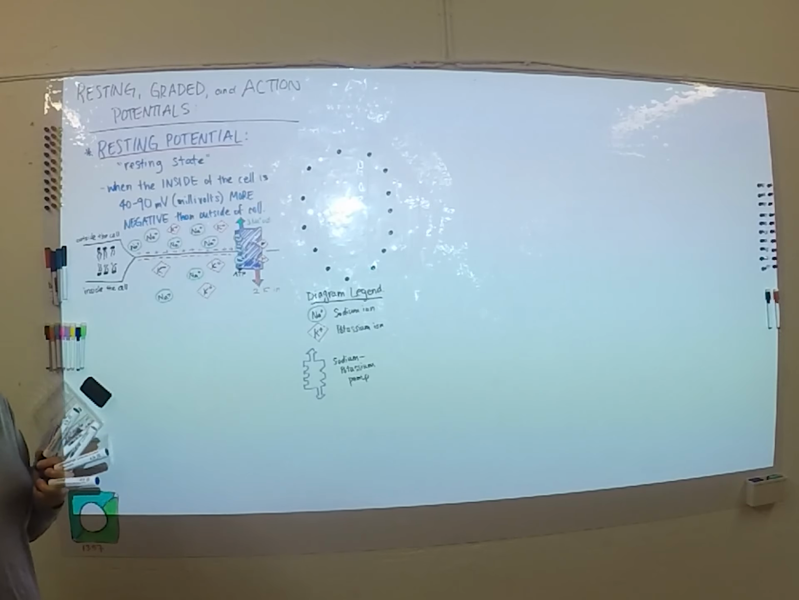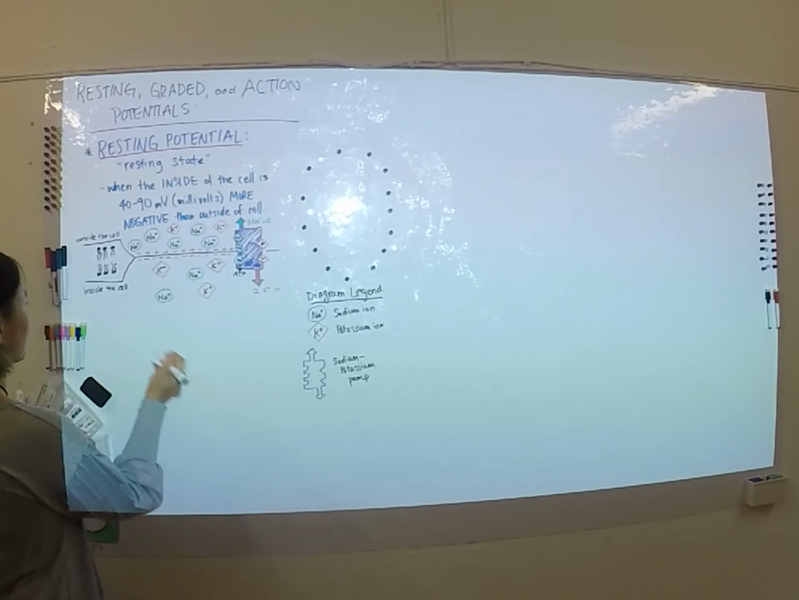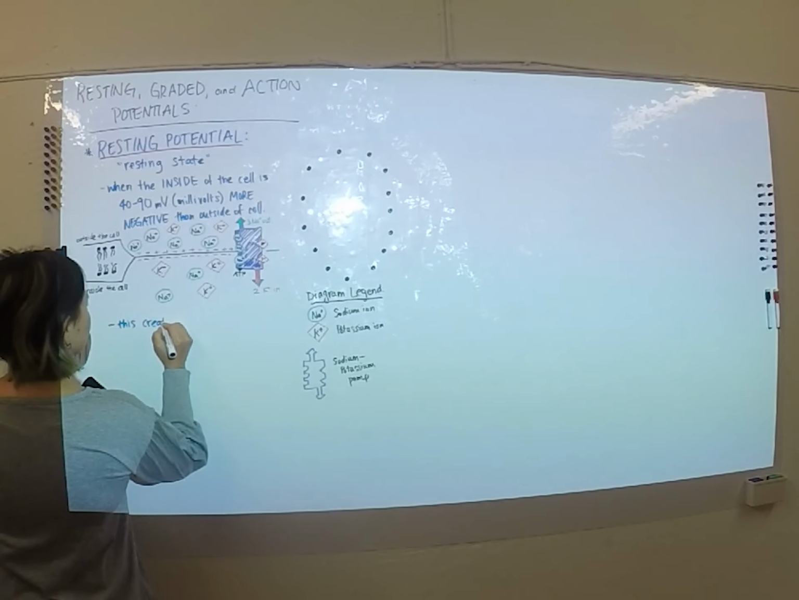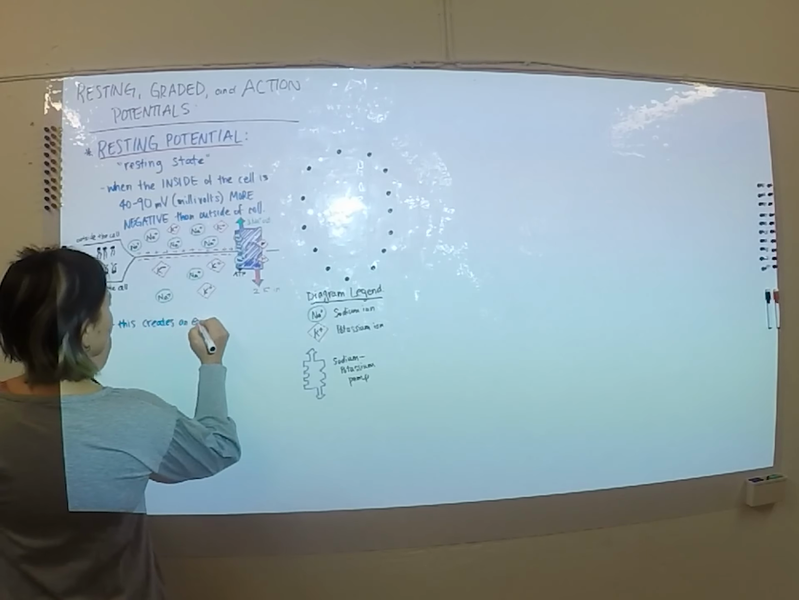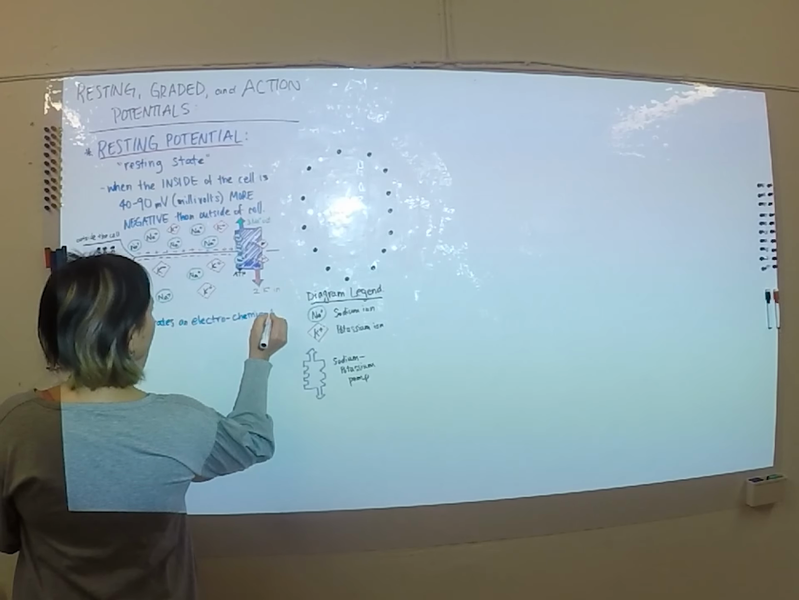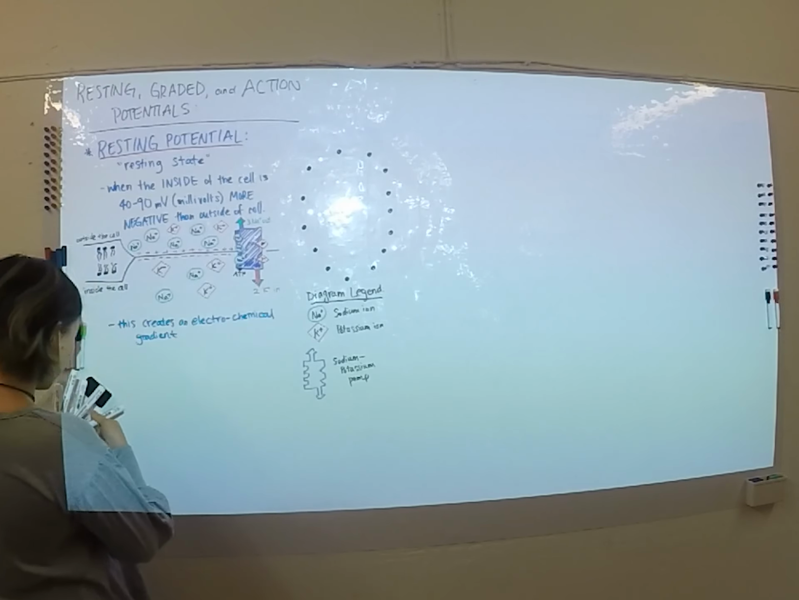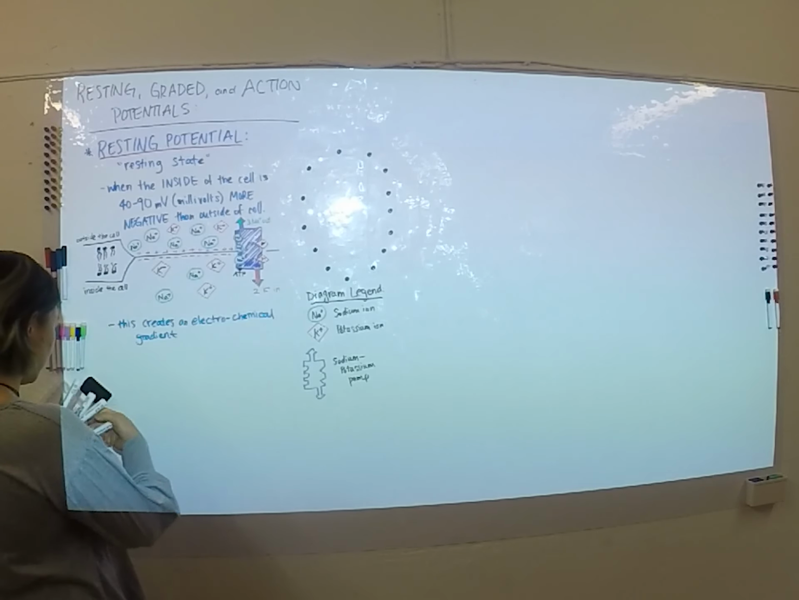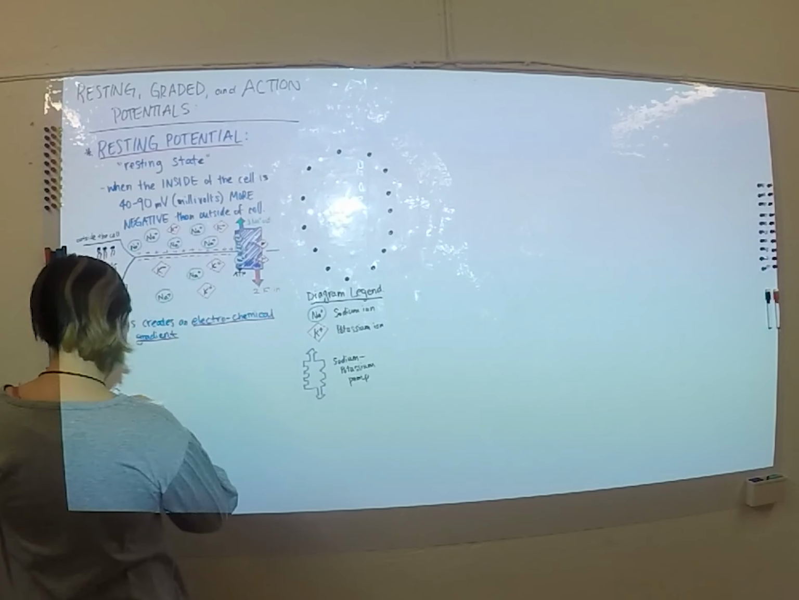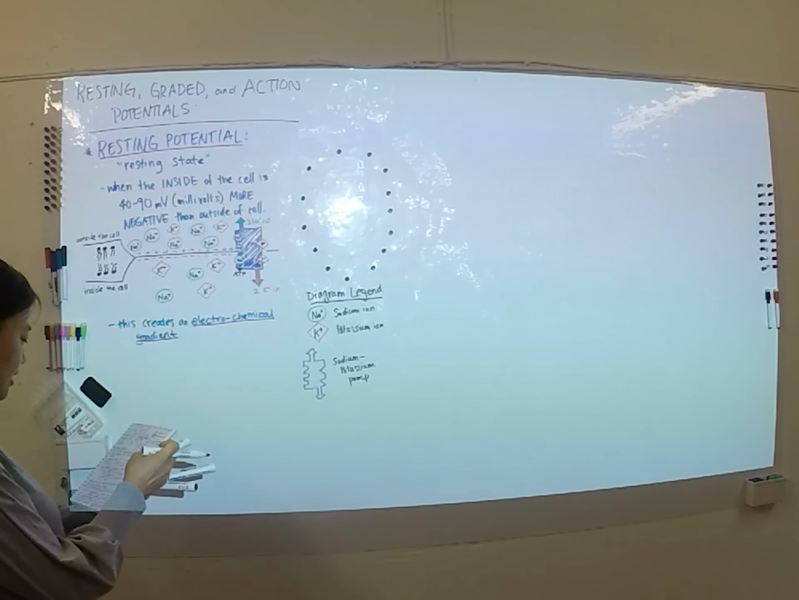So this creates an electrochemical gradient. Big new word, okay. This creates an electrochemical gradient. So let's underline our new word and define it. Electrochemical gradient. Okay, so what is an electrochemical gradient?